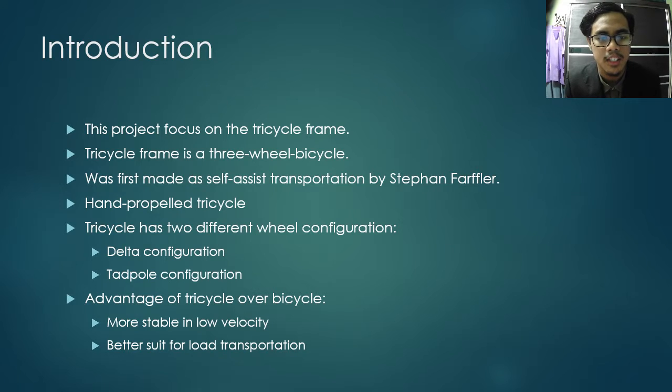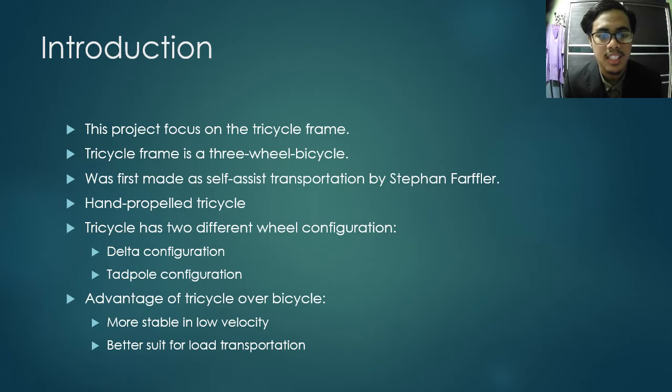This project is focused on the tricycle frame. A tricycle frame is a frame of a three-wheel bicycle. The first tricycle was made by Stephen Farfler, a German man. He is disabled. He cannot use both his legs. To improvise so he could move, he invented a mobility transportation, which is a hand-propelled tricycle.